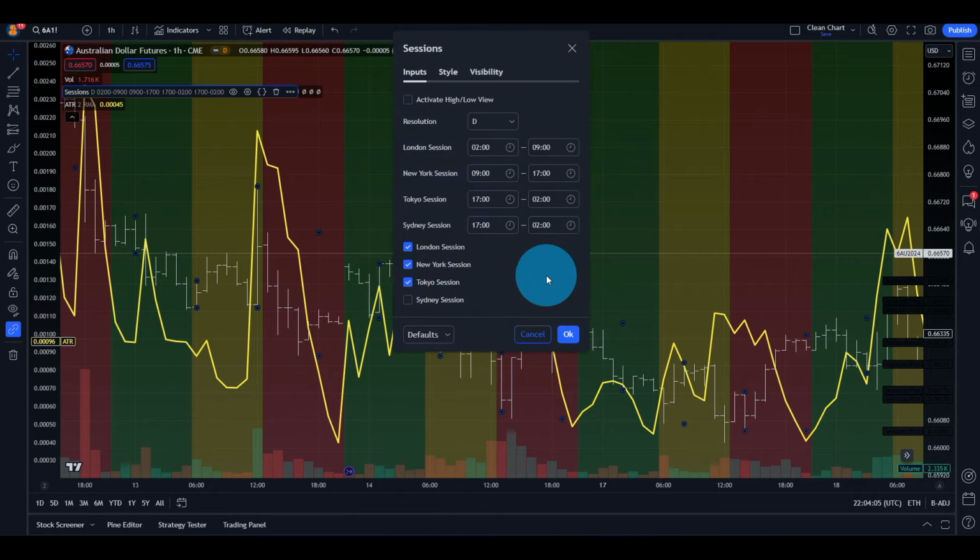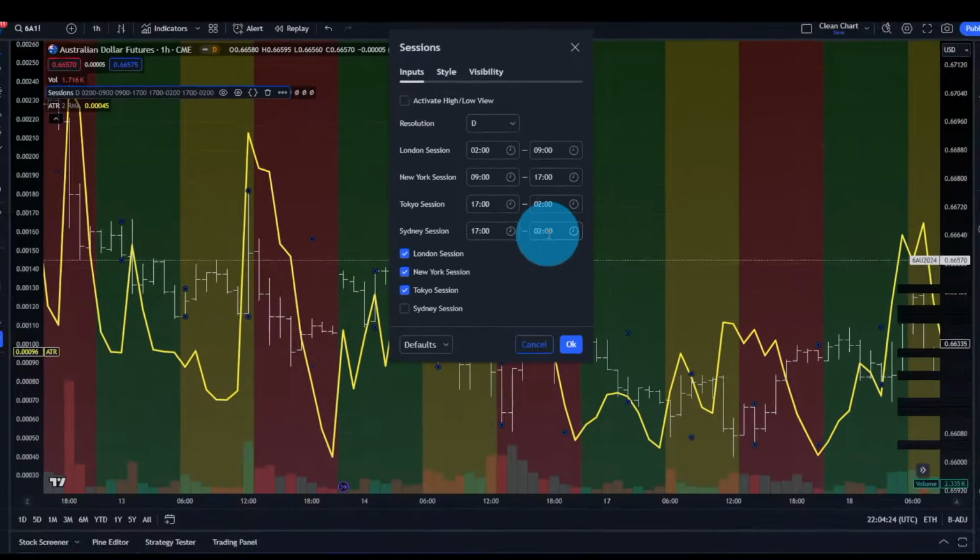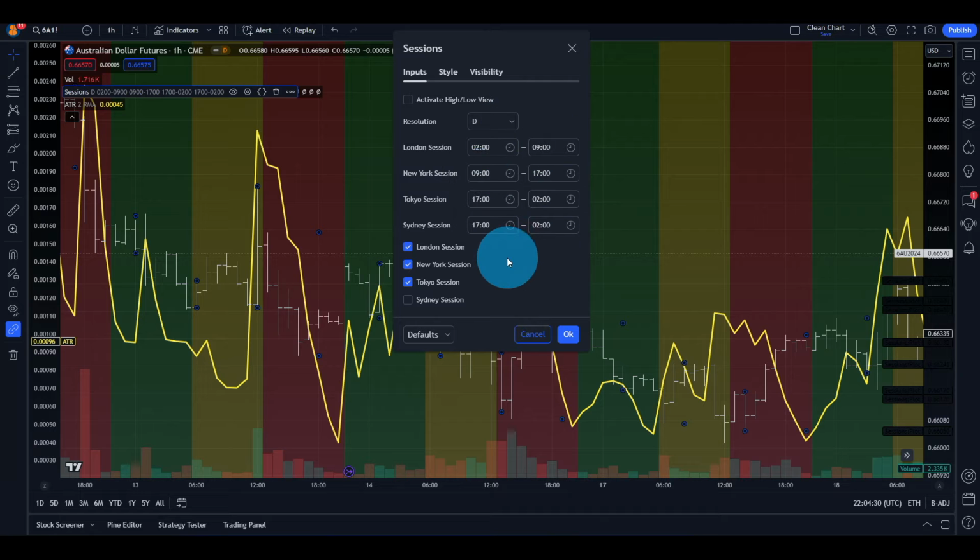So for example, here is my definition. London session from 2 a.m. to 9 a.m. This is defined in Eastern Standard Time in the US. And then New York session from 9 a.m. to 5 p.m. And then the Asian session from 5 p.m. to 2 a.m. Like I mentioned, of course, you can change these definitions.